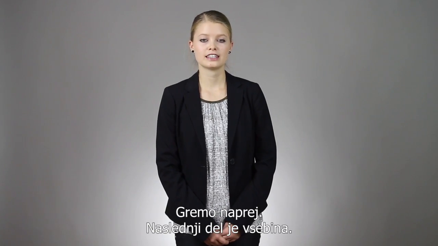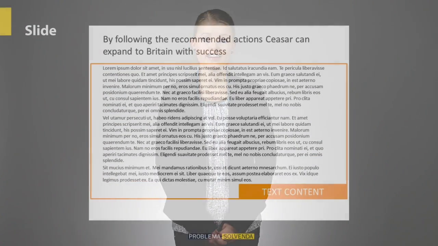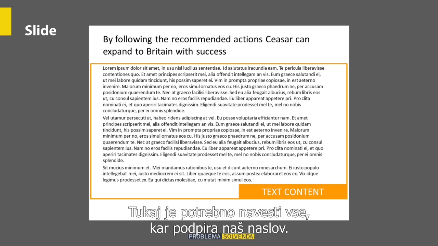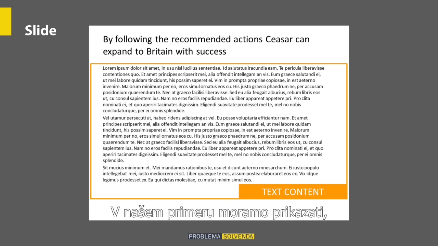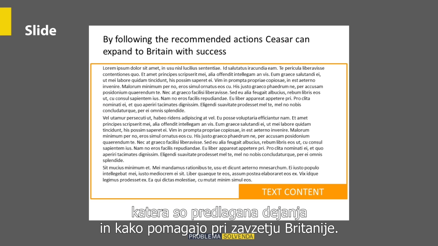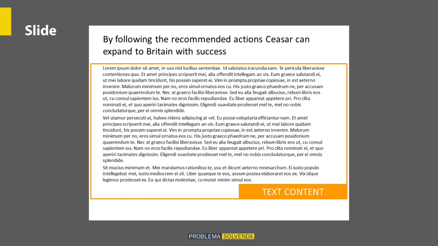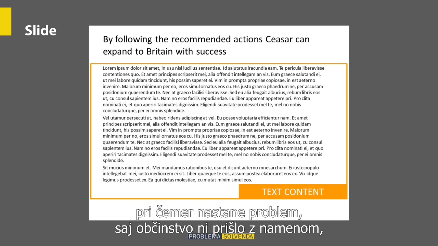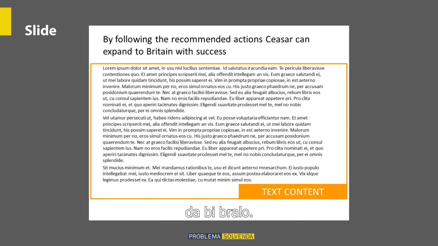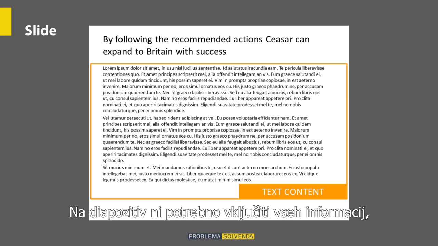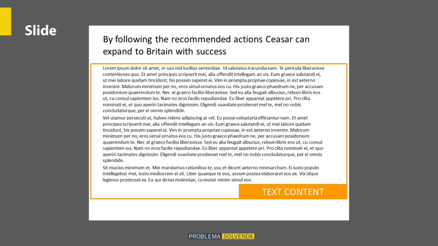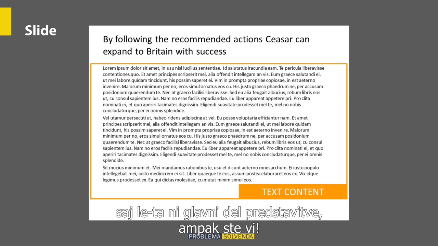Let's move further. The next level is the content. Here comes actually everything that you are using to support the title. In our example, you have to show which are the proposed actions and how they are helping to expand to Britain. The bad slide contained here a little anecdote. The problem with this anecdote is that the audience is not here to read. And anyway, the slide doesn't have to include all the information because it's not about the slide, but you. The slide is just supporting you.